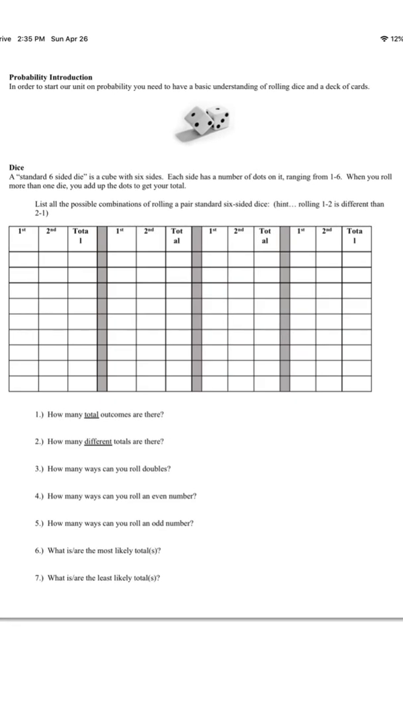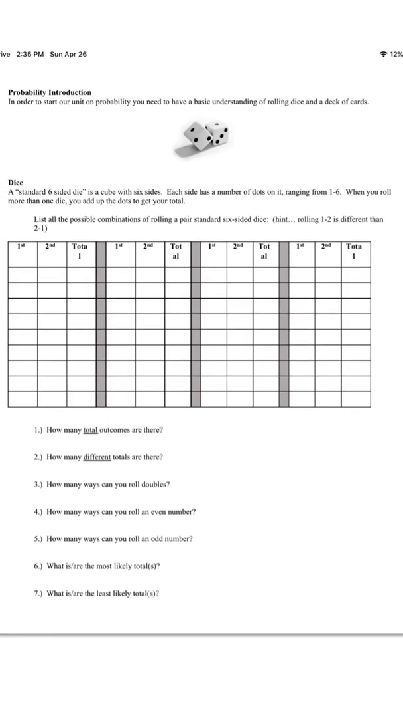Everyone knows that on a standard dice, there are numbers 1 through 6, right? So you can get a 1, 2, 3, 4, 5, or 6 when you roll a dice.